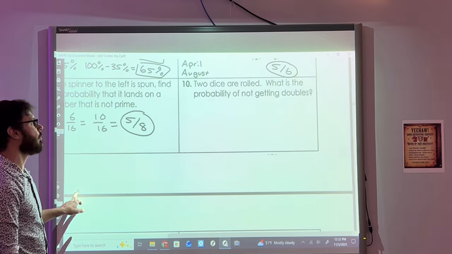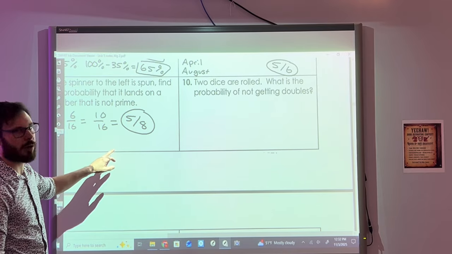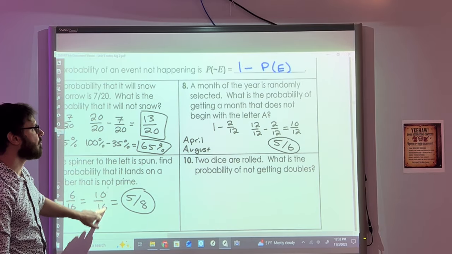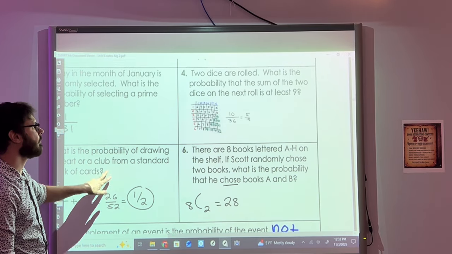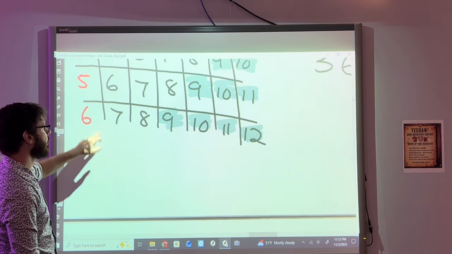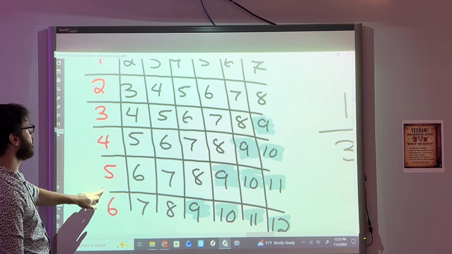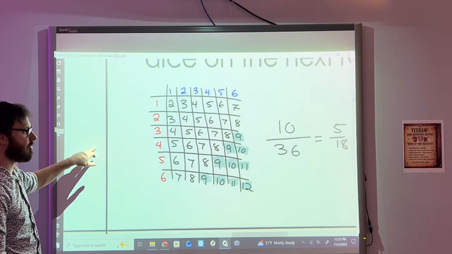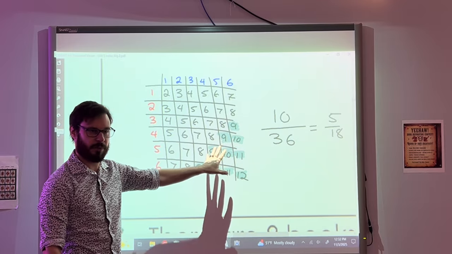2 dice are rolled. What's the probability of not getting doubles? Okay, so I made this chart up here before. I'm going to come back to it. There are still 36 possibilities in the sample space.